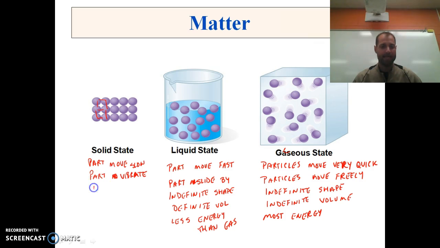Solids have a definite shape, and they have a definite volume. And they're going to have the least amount of energy of the three.